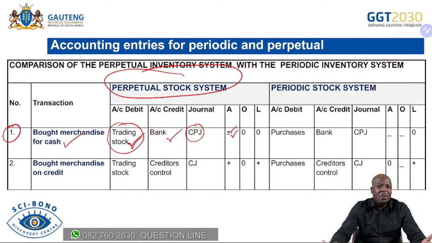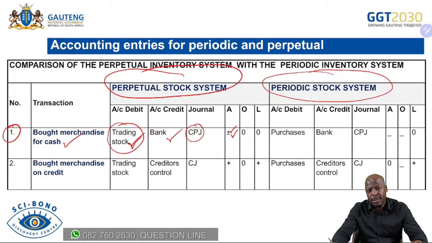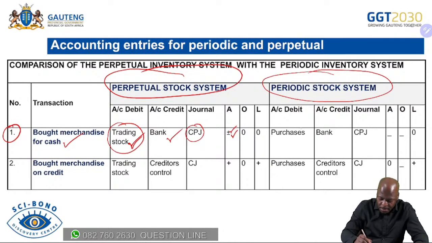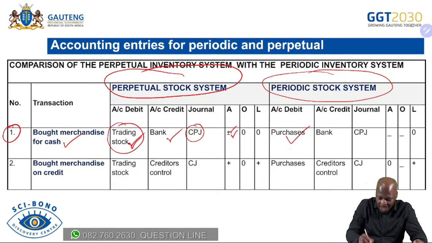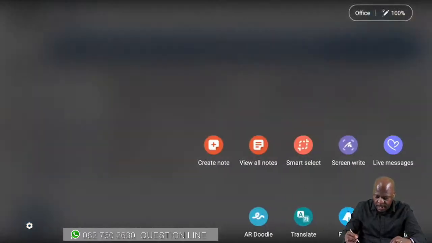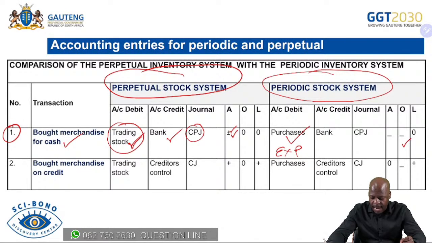What would have happened if we were using the periodic inventory system? Let's look at the same aspect. We have bought merchandise for cash, but now we want to implement it using the periodic stock system. Remember once again, dear learners, when you think periodic, what account comes to mind? Very correct. Purchases. That means I'm going to debit my purchases. And remember, I told you that purchases is an expense. If this is an expense account, that means I have to come to my owner's equity and say minus.